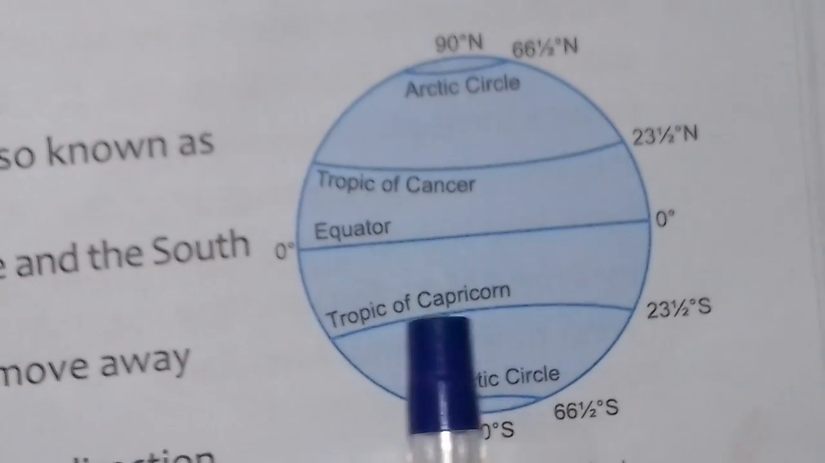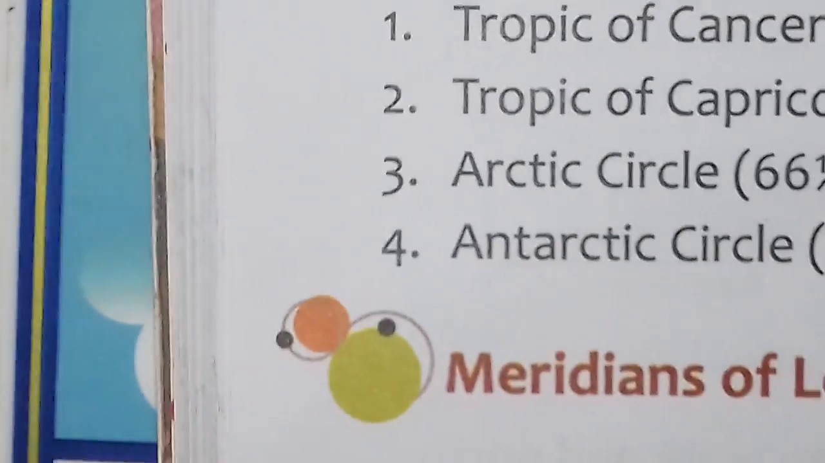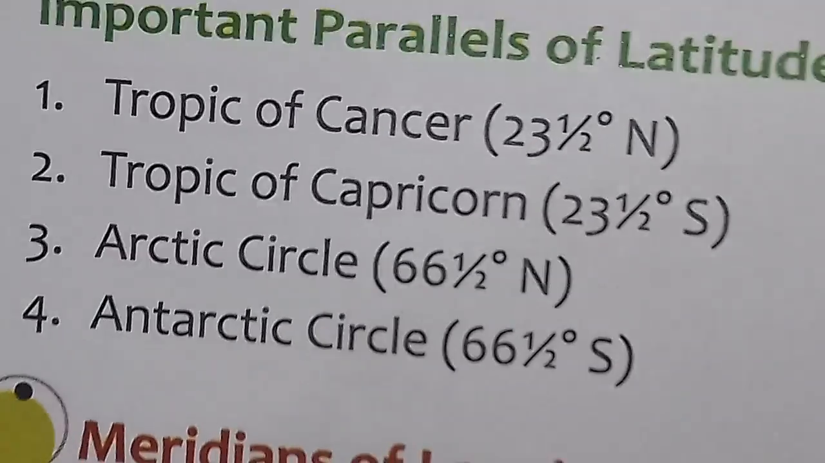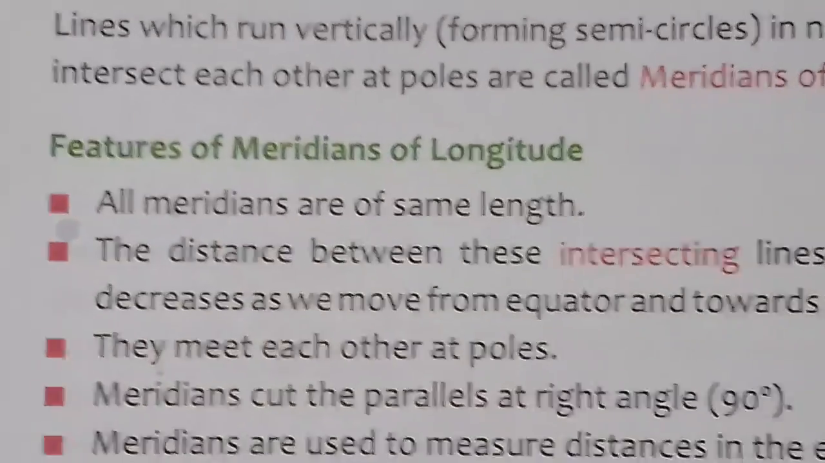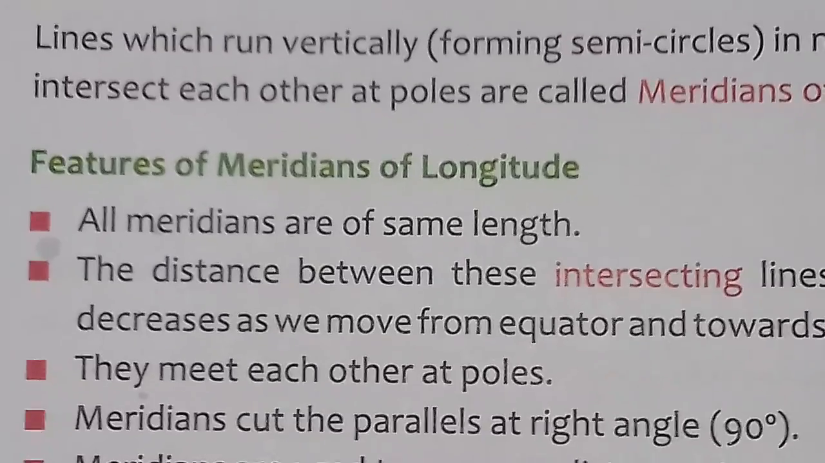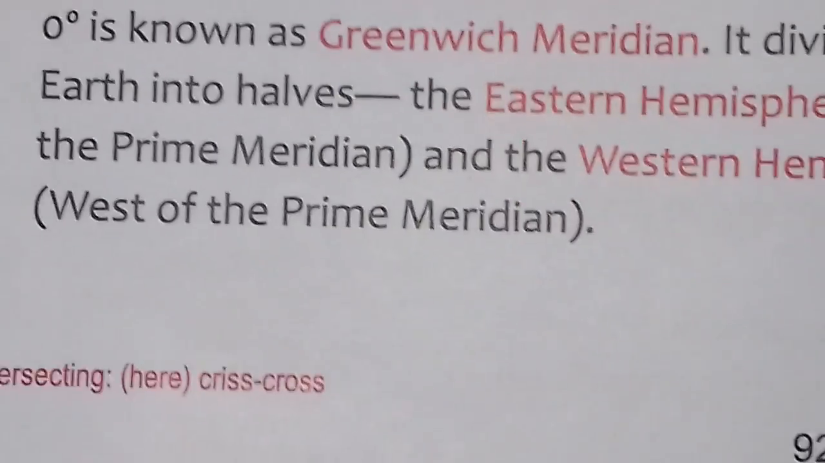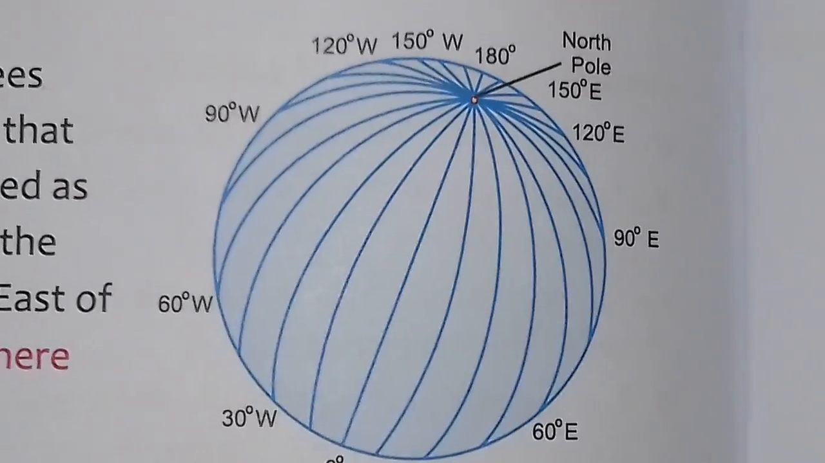Now, today we learn about the meridians of longitude. The lines which run vertically from north to south and intersect each other at poles, north and south pole, are called meridians of longitude.